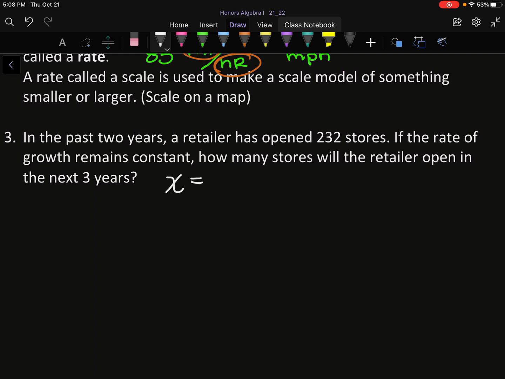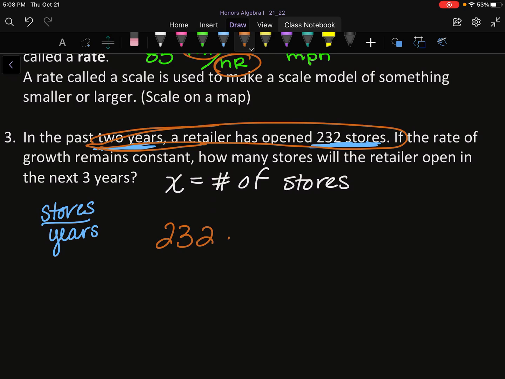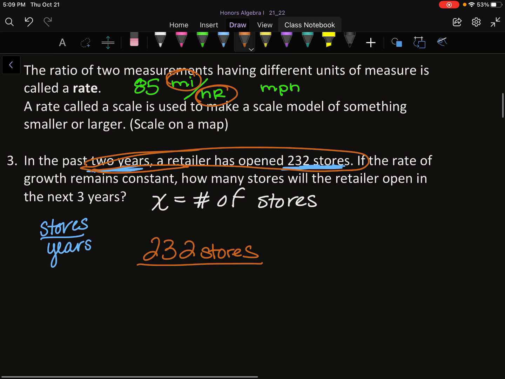Okay, so X is going to be number of stores. So we have a rate, right? It says right here, for 2 years, it opened 232 stores. So essentially, how many stores per how many years? That's going to be our first proportion, the given information that they gave us. So 232, and we know that's stores, over 2 years.